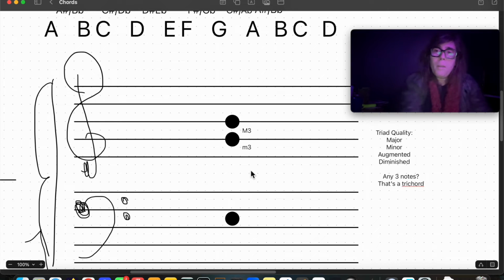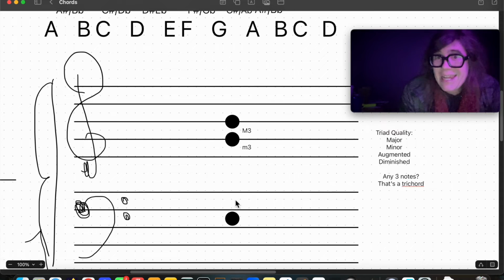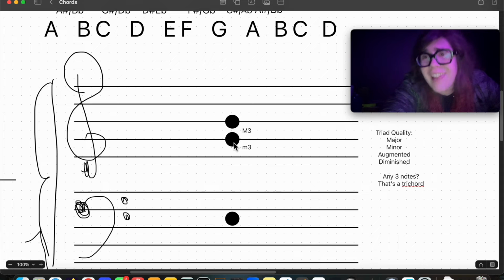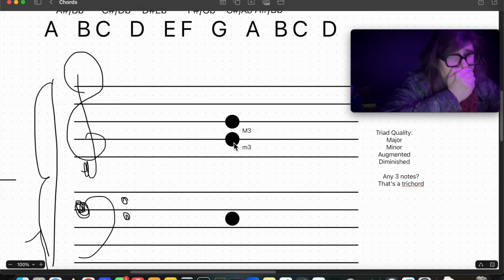Yep. But you might say, Dr. Wellesley, what gives? Because that's a compound interval now. That's a tenth. That's a minor tenth between the E here and the G. I know. But if you collapse the octave, it's still a minor third.